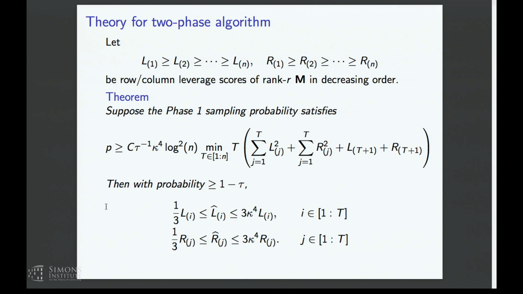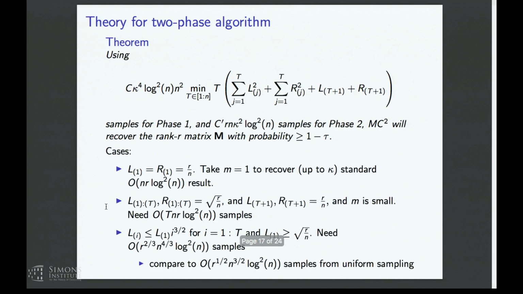So this looks a little bit crazy. Let's look at what this implies for the two-phase matrix completion algorithm. It implies that if we use this number of samples for the phase 1 sampling, and then we can get those estimates of leverage scores, we only need on the order of n times r times log squared n samples for phase 2, the weighted sampling. Together, those samples will be sufficient to recover a rank r matrix M with good probability.